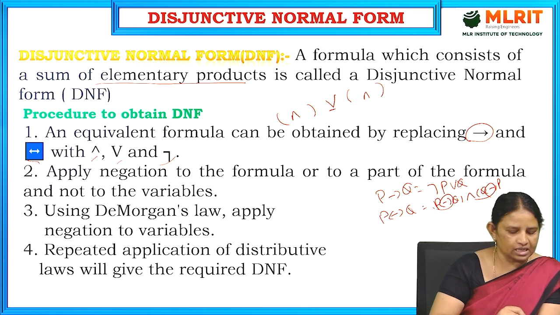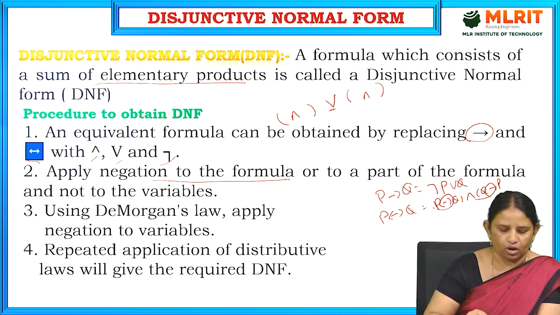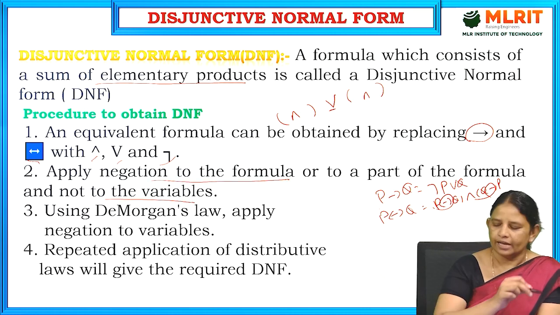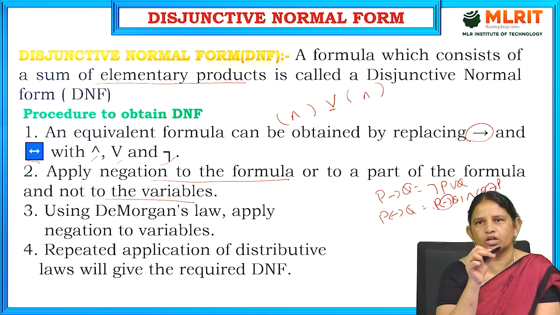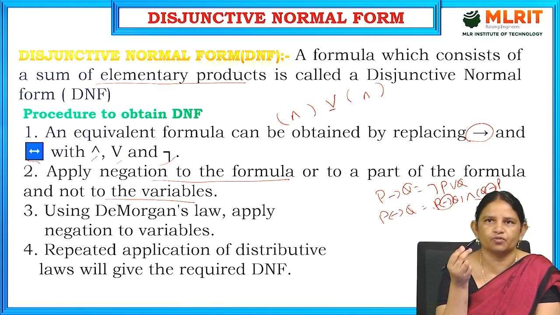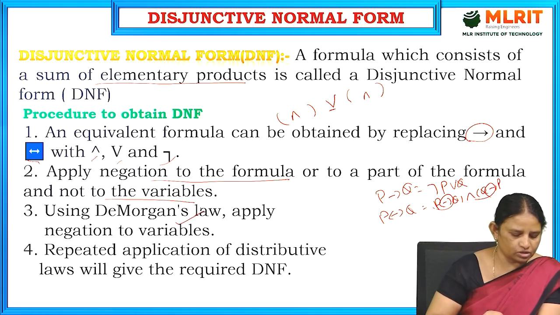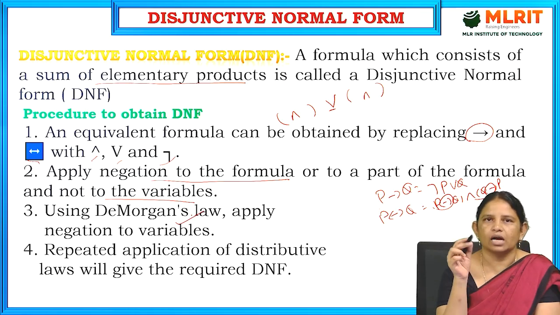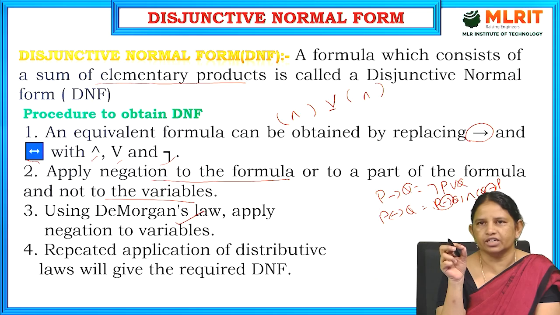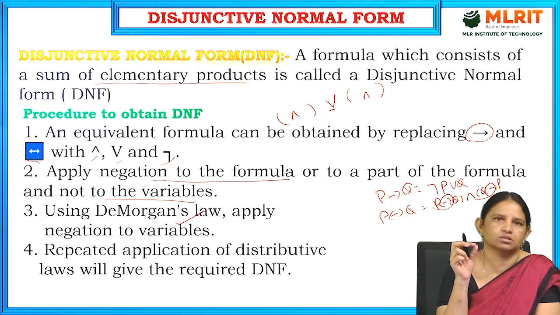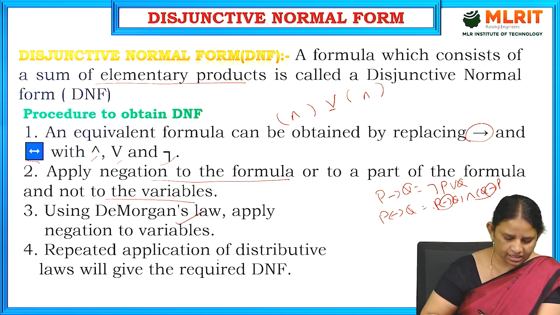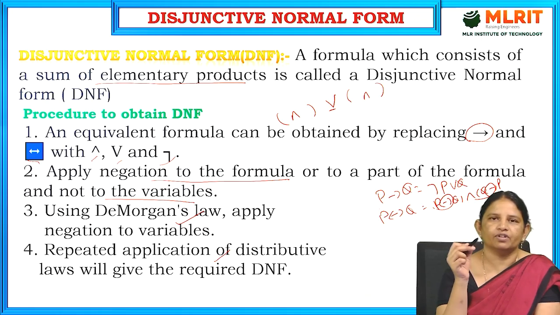The second rule is to apply the negation to the formula or to the variables. First we have to give importance to the negation of the formula or the variables. The third rule is to apply De Morgan's law. For any variable consisting of a negation, we need to apply De Morgan's law to remove the negation from the given formula. Then repeat the same process until we get the required format.